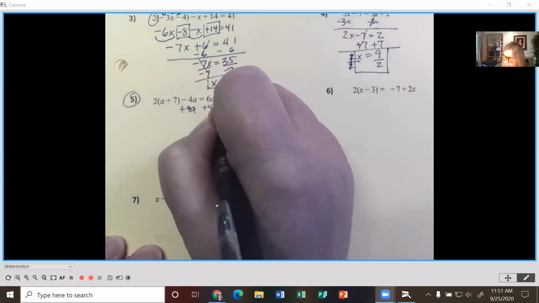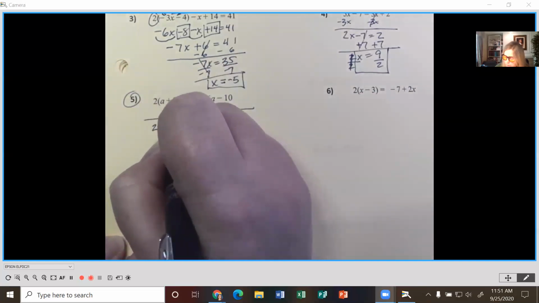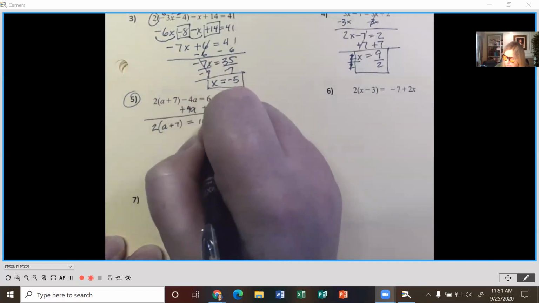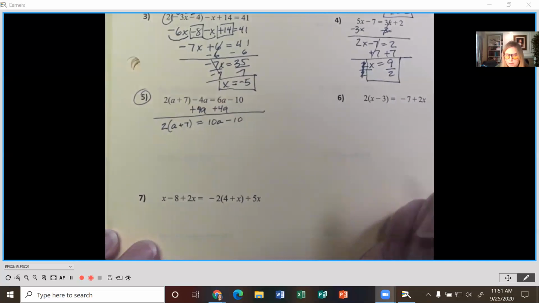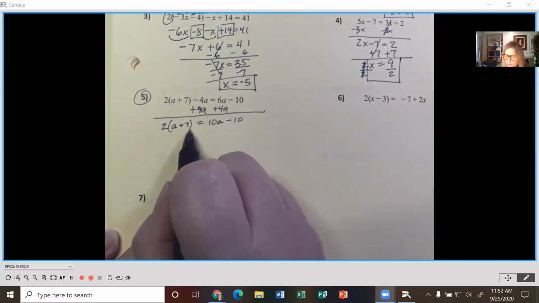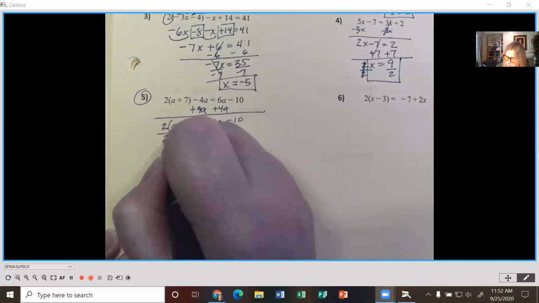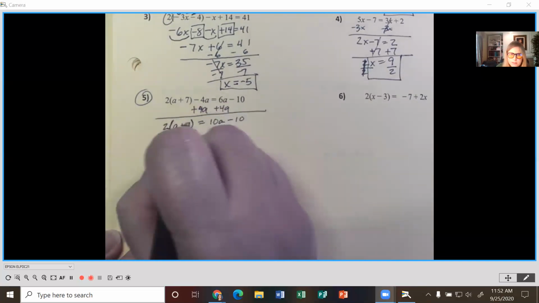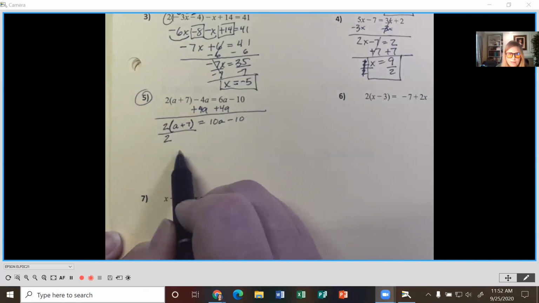4A, add 4A. This gives me 2 times the quantity A plus 7 equals 10A minus 10. Okay, and then instead of distributing the 2, we can divide the entire expression by 2. We can only do that when there are parentheses here, and it's just everything would have been multiplied by 2 anyway. So instead of distributing 2, I can factor out the 2 or divide out the 2.